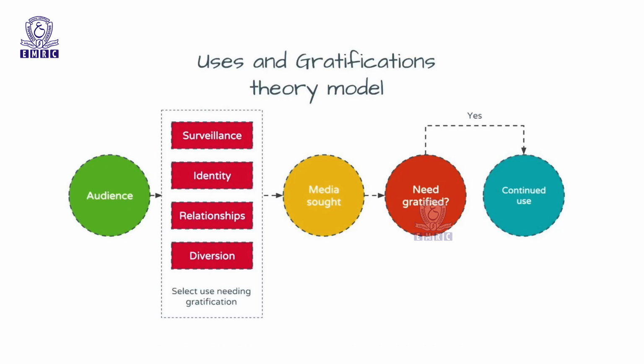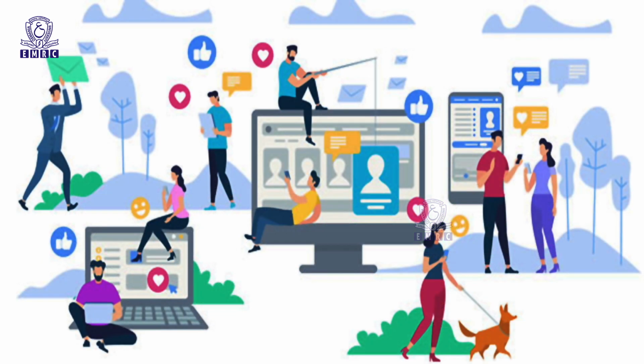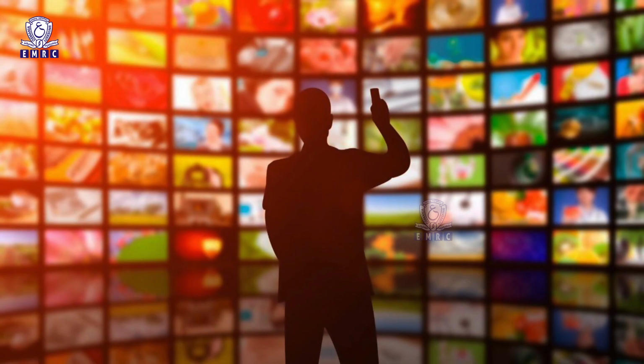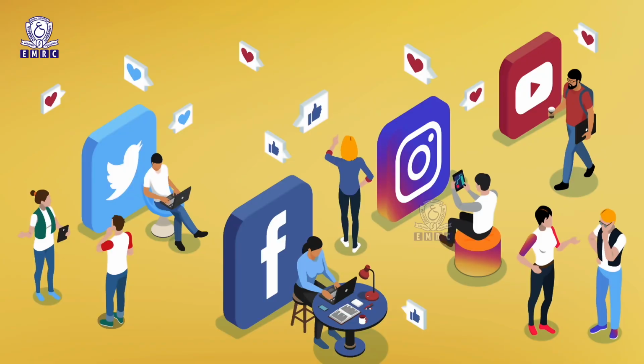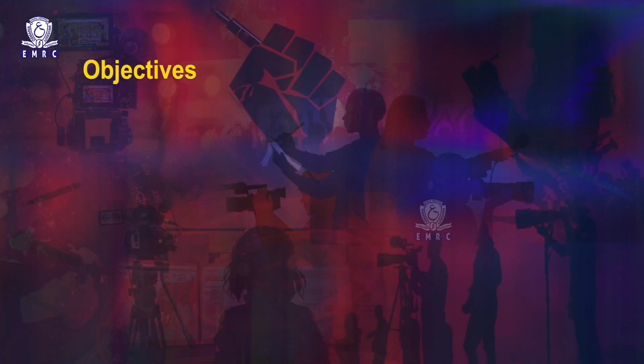Introduction. The Uses and Gratification Theory of Communication is a theoretical framework that focuses on understanding why people actively choose and use media to fulfill specific needs and desires. Unlike traditional media theories that often emphasize the effects of media on individuals, Uses and Gratification Theory places emphasis on the active role of the audience in selecting and interpreting media content.